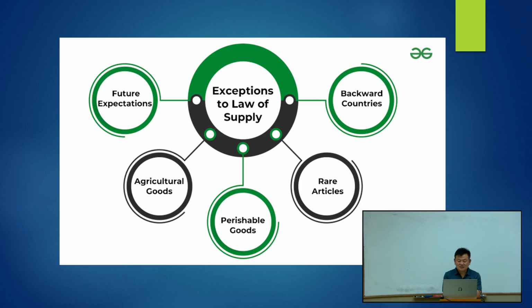Backward countries, rare articles, perishable goods and agricultural goods are exceptions to the law of supply. Agricultural goods are a special area: even if the quantity increases, the price does not decrease. This concerns government law or something; it does not follow the market price.